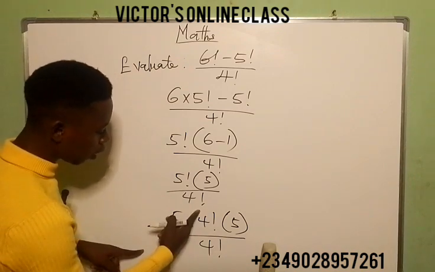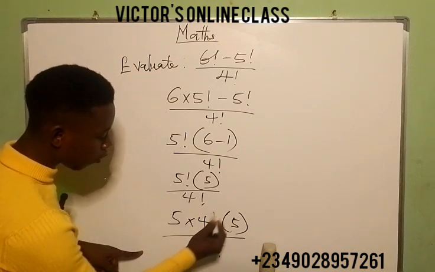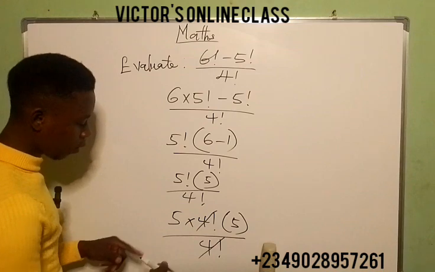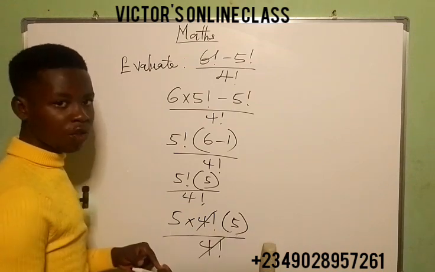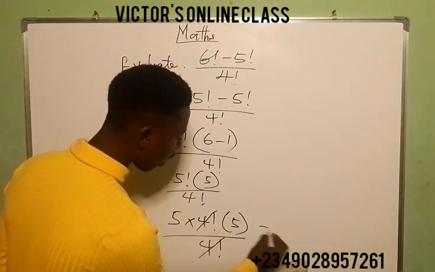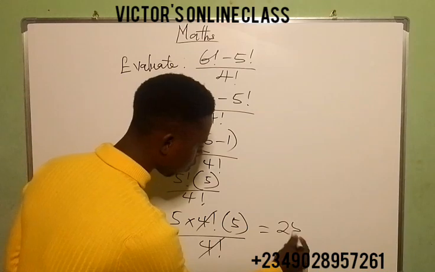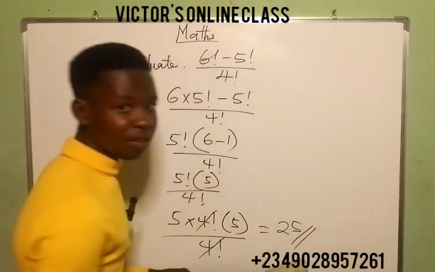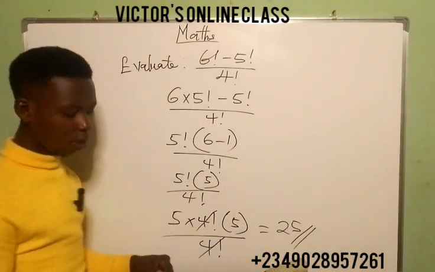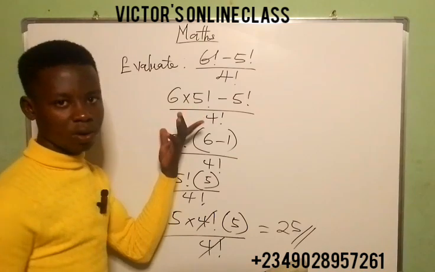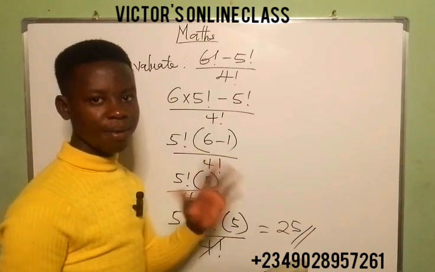You see that in the numerator and the denominator, you have 4 factorial in common. You cancel it, and what remains here is 5 and 5. Therefore, 5 times 5 will give us 25. See that this is the easiest method that you can use to evaluate this kind of question. I hope you understand. Bye bye.